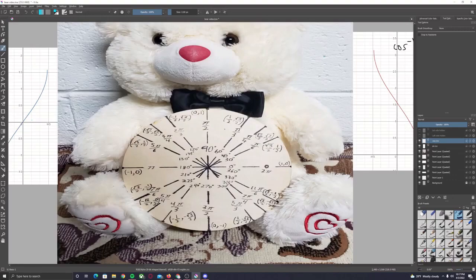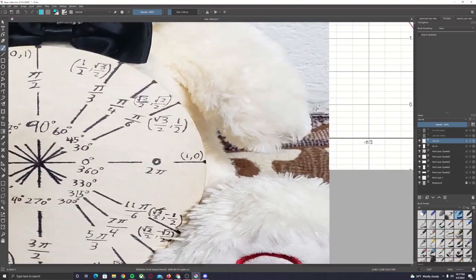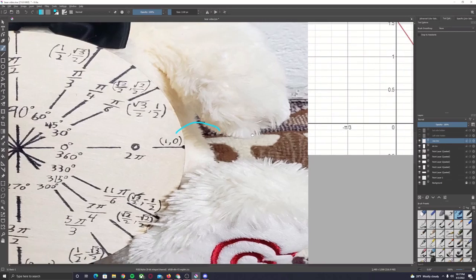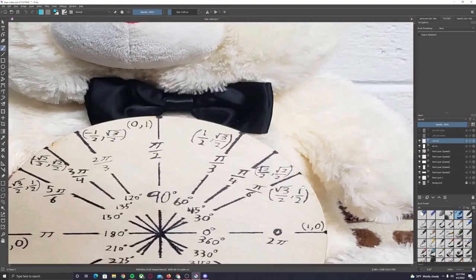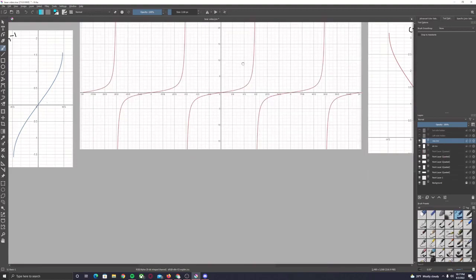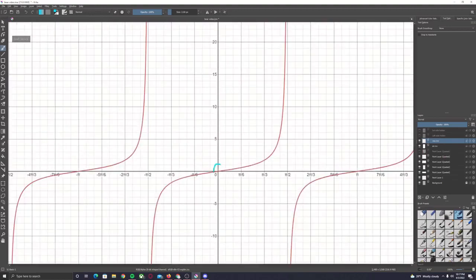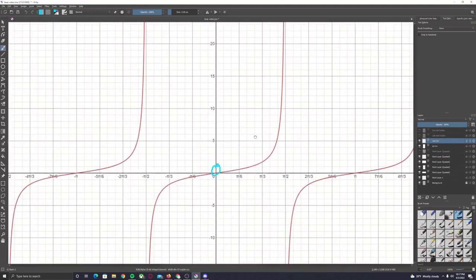Tangent also follows this, because as we know, tangent is equal to sine over cosine. So for example here, the tangent would be 0 over 1, which equals 0, because it's 0 over a number. And the tangent graph shows over here that there's a point at 0.